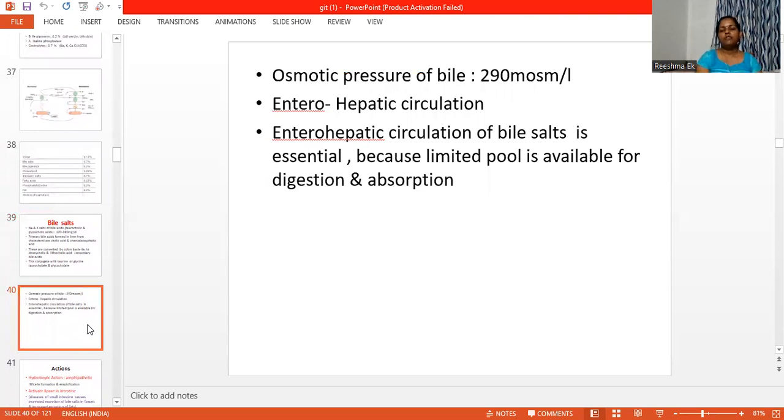Then the osmotic pressure of bile is about 290 milliosmoles per liter. There is enterohepatic circulation. Entero means small intestine, hepatic means liver. That is, the circulation between the small intestine and liver is the enterohepatic circulation. The enterohepatic circulation of bile salts is essential because a limited pool is available for digestion and absorption.